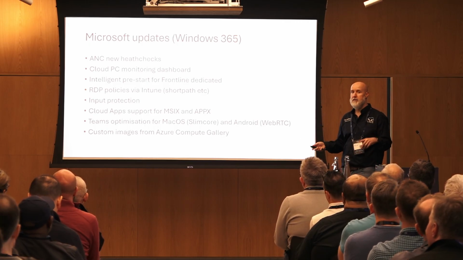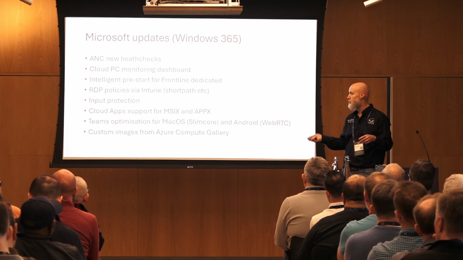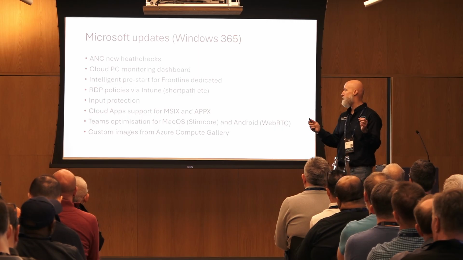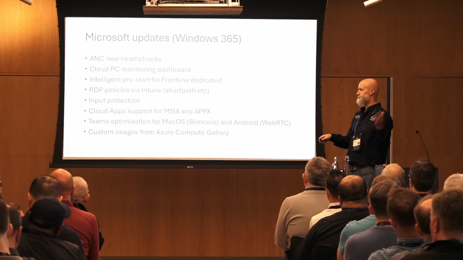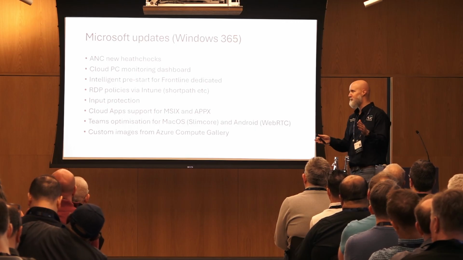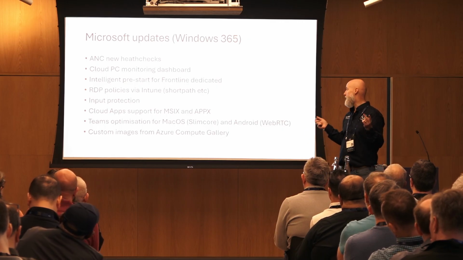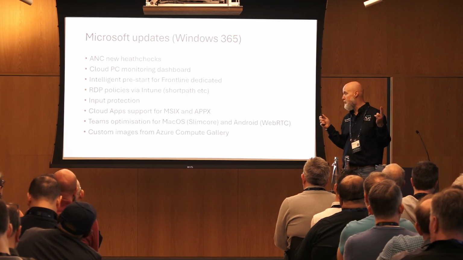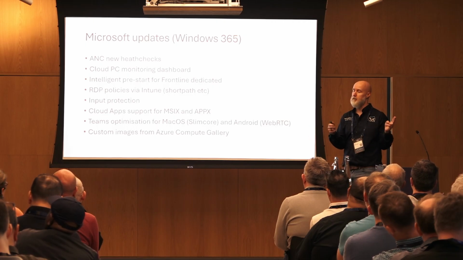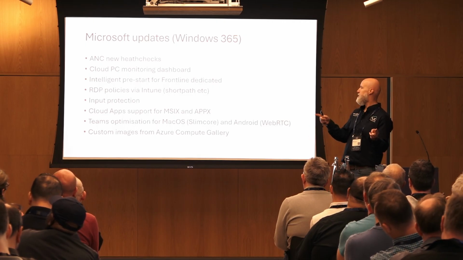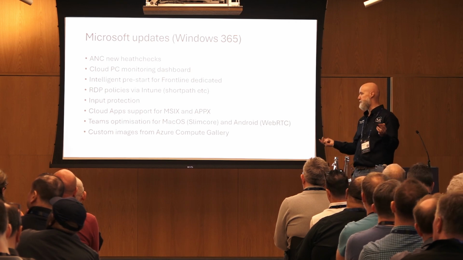If you're using cloud apps, so this is the published application model of Windows 365, you can now publish an MSIX app or an AppX app, which is really useful if you're actually using those two packaging formats, which not many people are, but it's supposed to be the future, right? Teams optimization, so SlimCore is now available on macOS, and there's Android support. You can get Teams optimization on Android, but it's not SlimCore, it's the older WebRTC. But you can do optimization on Android. I'm guessing SlimCore will come at some point for Android, to bring all of the platforms up to date.